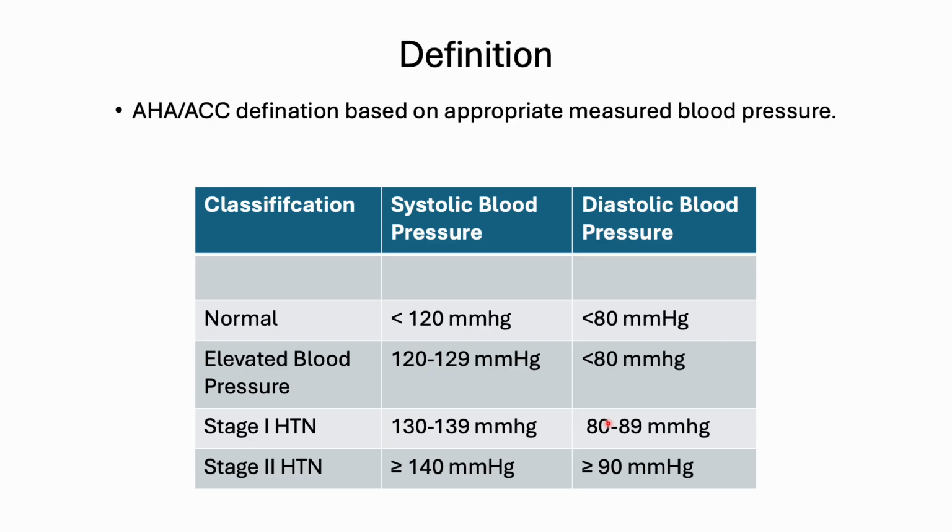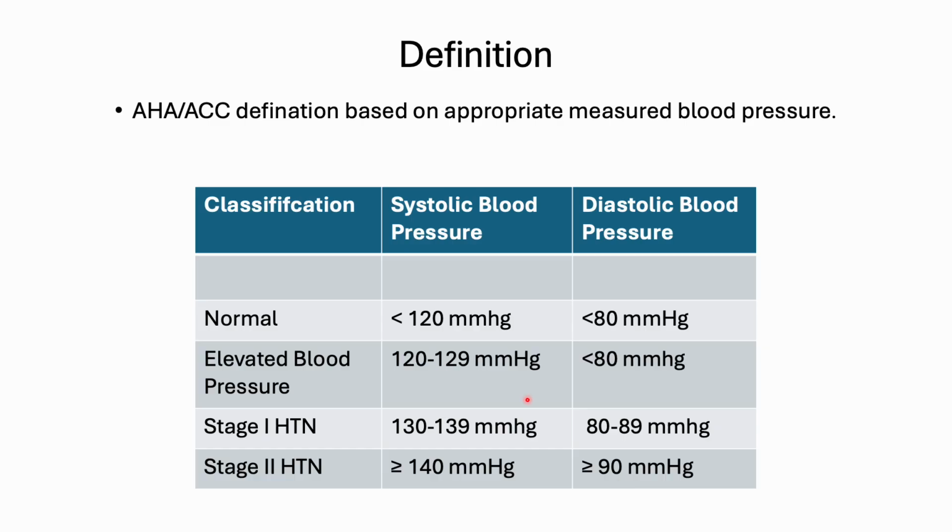And a person finally who has a blood pressure of more than 140 millimeters of mercury systolic or more than or equal to 90 millimeters diastolic is said to have stage 2 hypertension. An important caveat in this is that you will always use the blood pressure which is higher. For example, if someone has a systolic of 135 and a diastolic of 95, he will be classified as having stage 2 hypertension rather than stage 1 hypertension.